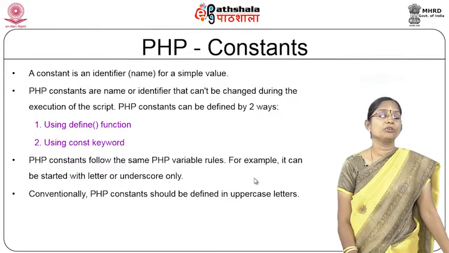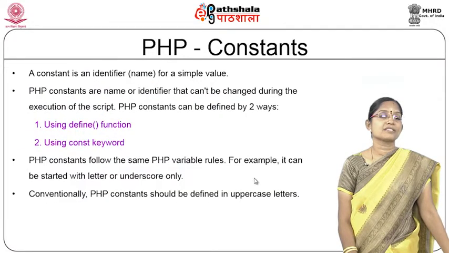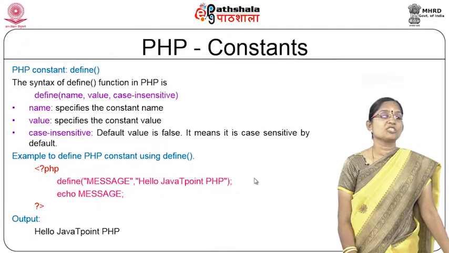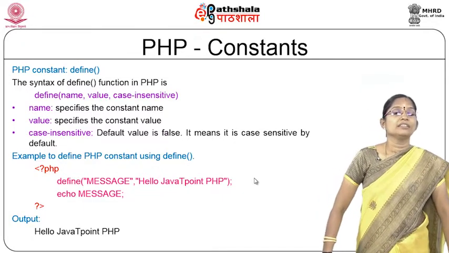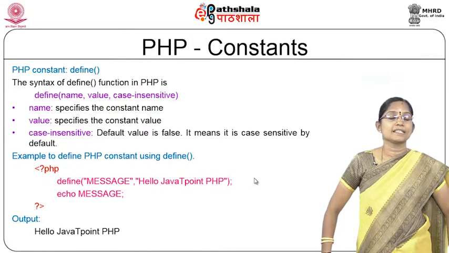You can see how to define a constant here. The syntax: either we can make use of the define function or we can make use of the constant keyword. This is an example which makes use of the define function. The define function consists of 3 parameters: name, value and case insensitive. Name specifies the constant name, value is the value of the constant, and the default value is false, which means it is case sensitive by default. If you make it true, then it becomes case insensitive.